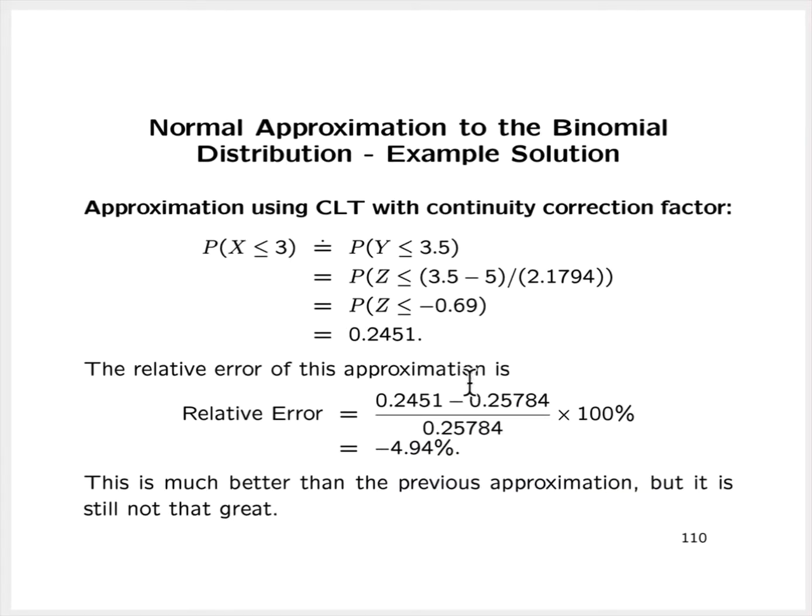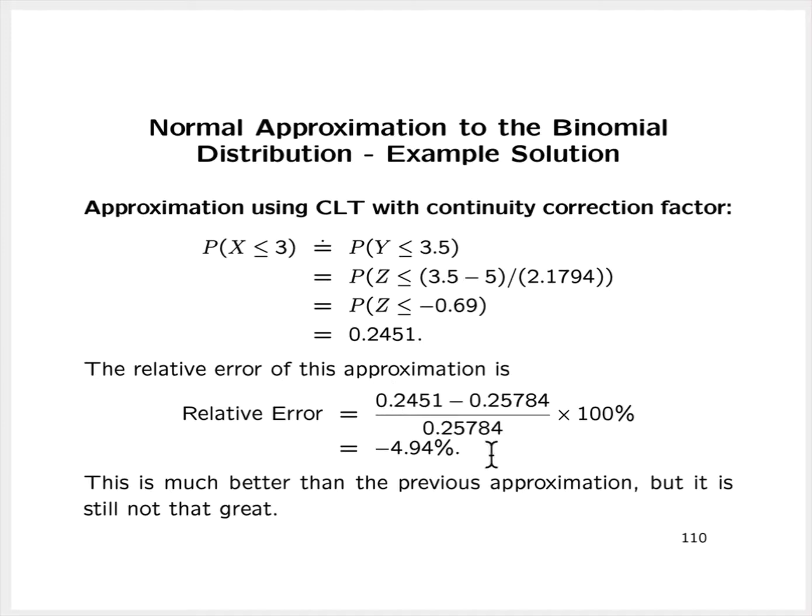And so what we're going to do to correct for that is to use the continuity correction factor. To implement that, we will approximate the probability that x is less than or equal to 3 by the probability that y is less than or equal to 3.5. And so now we're including all of that rectangle that's centered over 3. When we do this, and then go through the same kind of calculations for a normal random variable, we get a much better approximation of 0.2451.